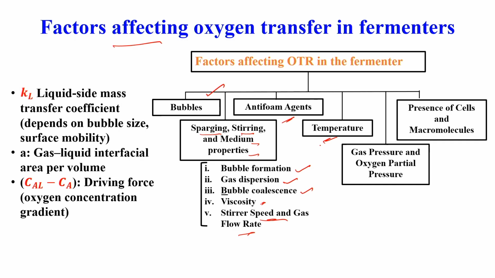Further, temperature matters, because with temperature the solubility decreases. In fact, the gas pressure and oxygen partial pressure we have already discussed with Henry's law, how solubility is affected by both mole fraction as well as total pressure. In addition, there is the presence of cells and other macromolecules, because cells have specific requirements; as we have seen in the table, the Q naught varies for different cell types.